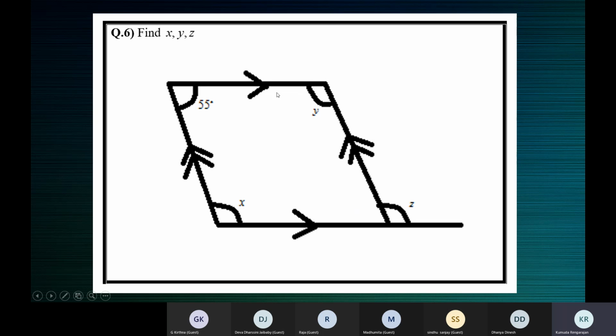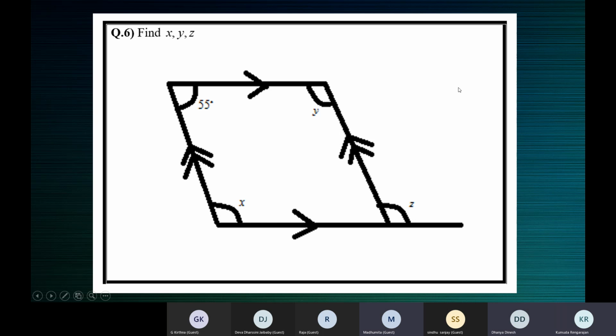Can we say alternate angles are equal? Y is equal to Z, alternate angles are equal. Or can we say X is equal to Z, corresponding angles are equal? Yes, ma'am. Corresponding angles are equal, ma'am. Now, how did we conclude that this is a parallelogram, children? This figure? Nothing is mentioned. How do we know this is a parallelogram?